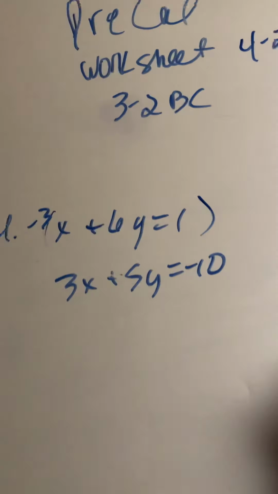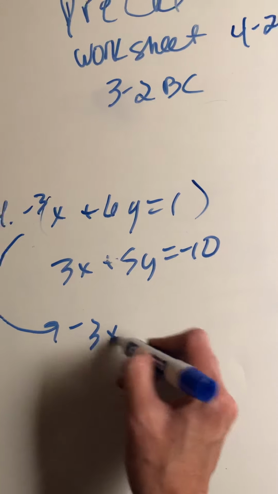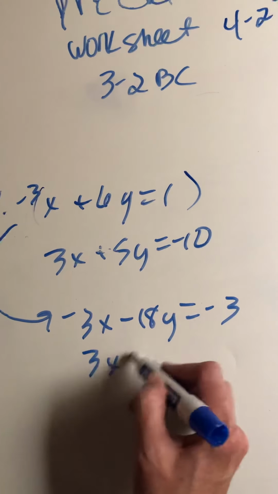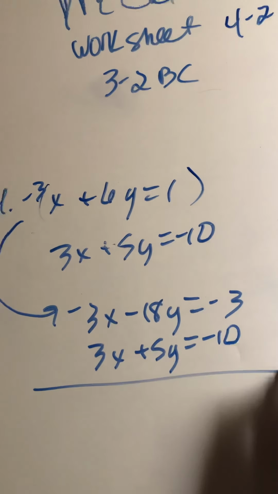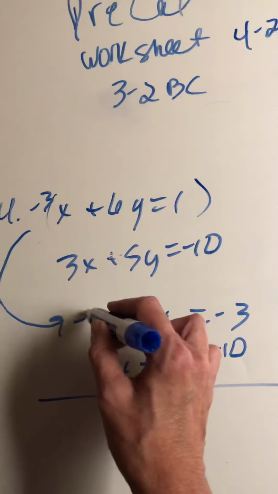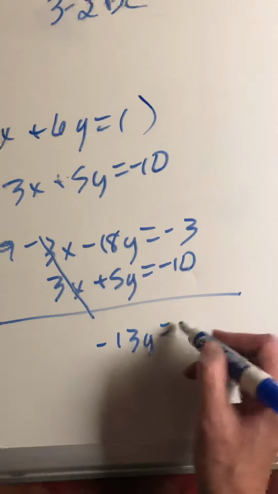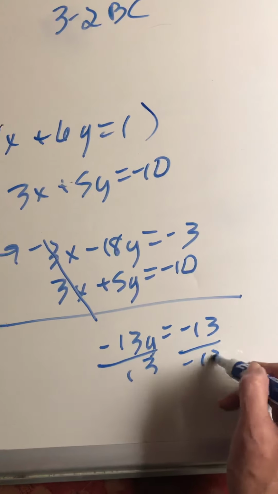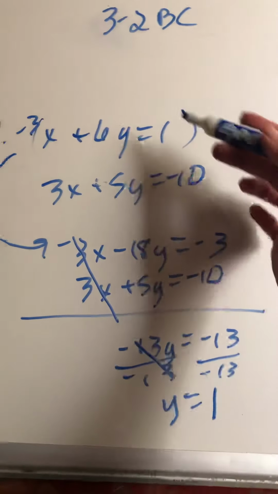And I'm going to rewrite it underneath here. So I'm going to take this and rewrite negative 3x minus 18y equals negative 3. And then I'm going to rewrite the second one. 3x plus 5y equals negative 10. Then things cancel. Negative 3x cancels. Negative 18 and 5 is negative 13y. And then negative 3 and negative 10 is negative 13. So we divide by negative 13. So y is 1.